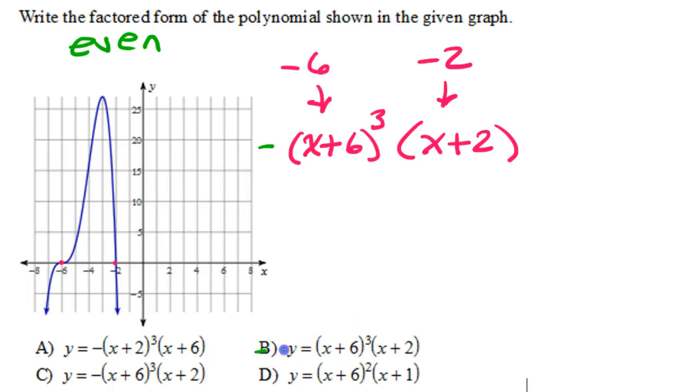So right away that eliminates B and D, no negative signs. So it's down to these. We need x plus 6 cubed, so it's C, and then x plus 2. So the answer is C.